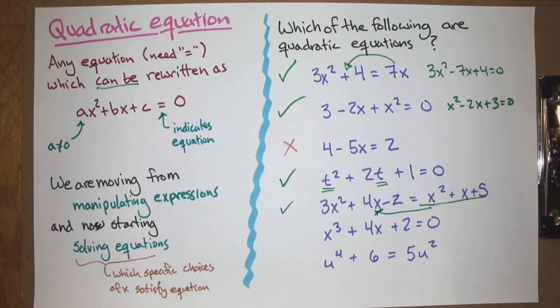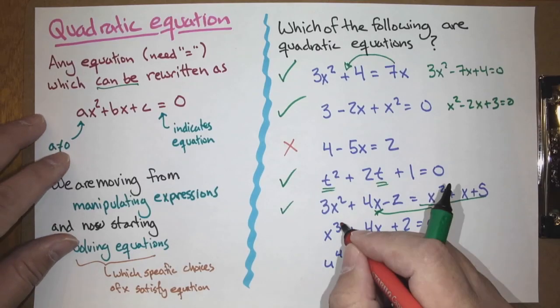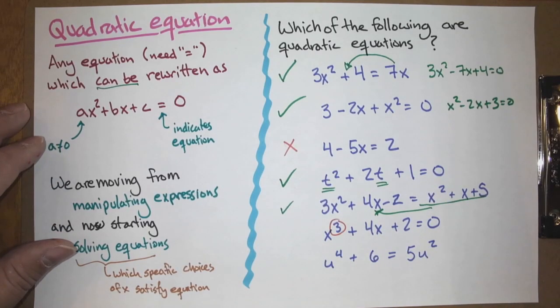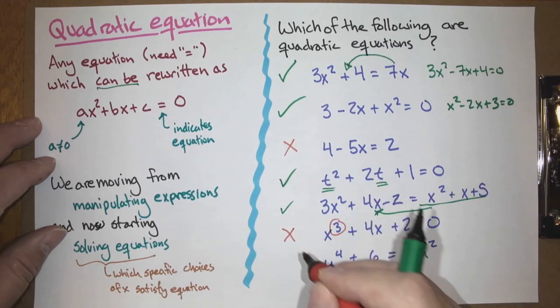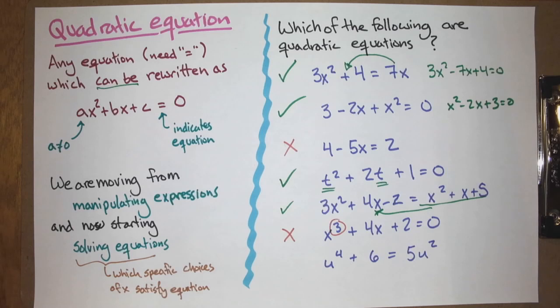Is this a quadratic equation? I think I heard someone say no. What's wrong with this one? The cube. It says the highest power is degree 3. No, we don't want degree 3. There's ways to solve them, but we don't want to learn them. Oh my gosh, what a headache. Okay. u to the fourth plus 6 equals 5u squared. Is this a quadratic equation?